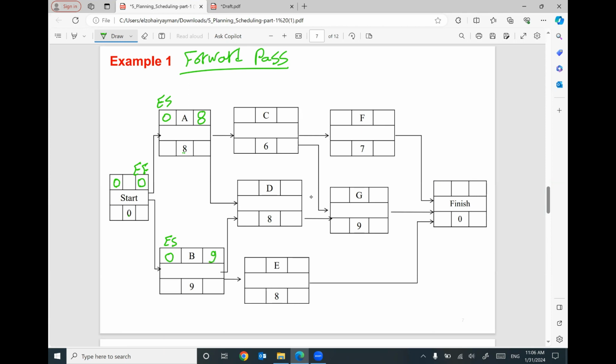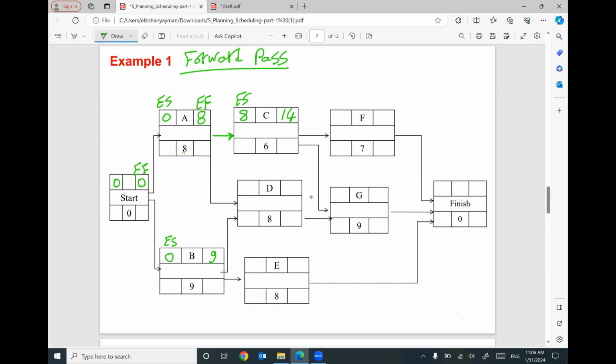For activity C, the predecessor is A only. So the early finish of activity A, 8, will be the early start of this activity. We have only one arrow coming in to this activity, so the early start here is the same as the early finish there. So 8 plus 6 will give you 14.